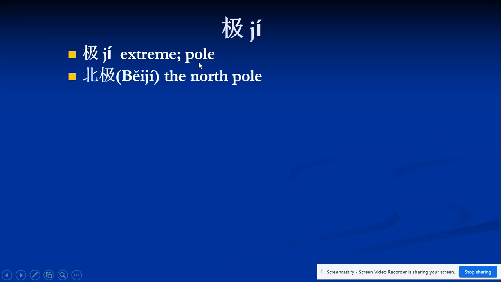Today we're going to learn a language point, 极了, like in 哇,好极了, extremely good. First, we want to know the meaning of this character, 极. By itself, 极 actually means extreme. It also comes with the meaning of pole. For example, 北极, the end, the extreme position to the north. So 北极 means the North Pole.